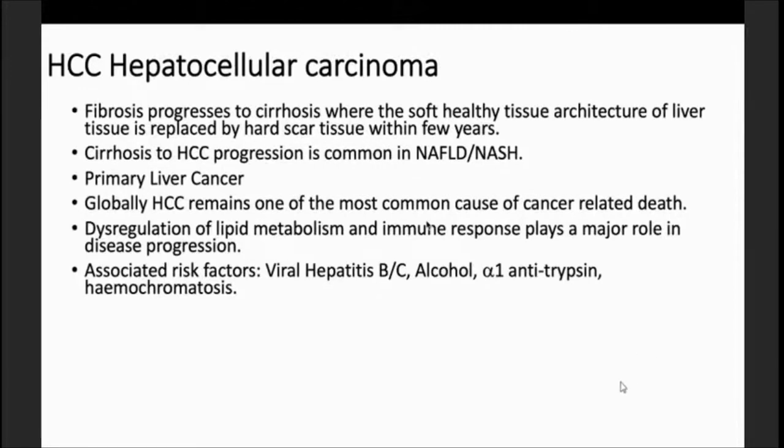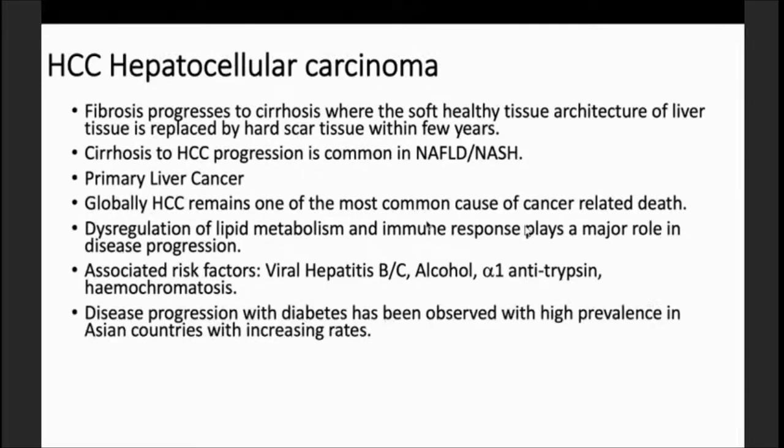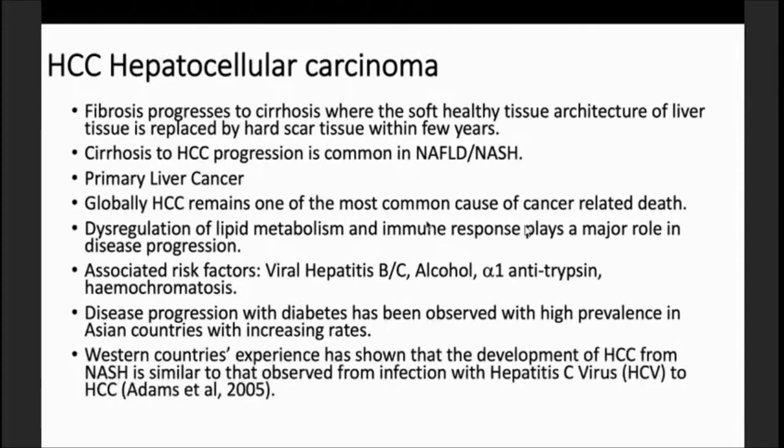Hemochromatosis is an inherited condition where the iron levels in the body slowly build up over many years. This buildup of iron is known as iron overload, which could cause unpleasant symptoms, and it's known to cause damage to the liver. Disease progression with diabetes has been observed with high prevalence in Asian countries, with an increasing rate. Western countries have shown that the development of HCC from NASH is similar to that observed from infection with hepatitis C virus, according to Adams' group.